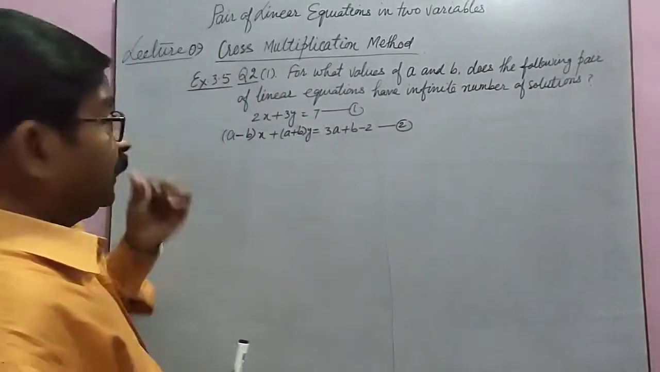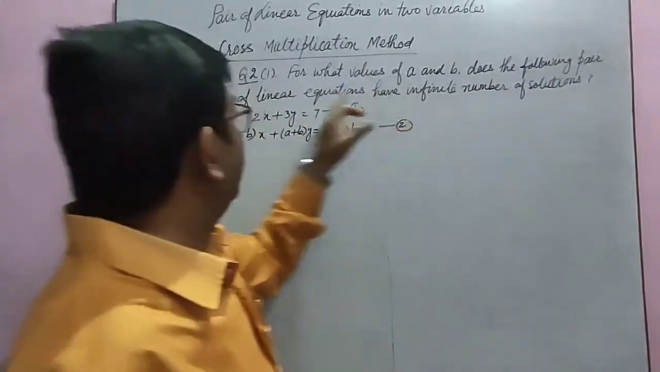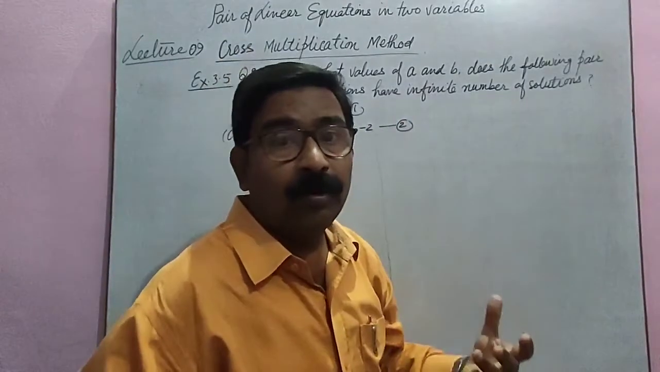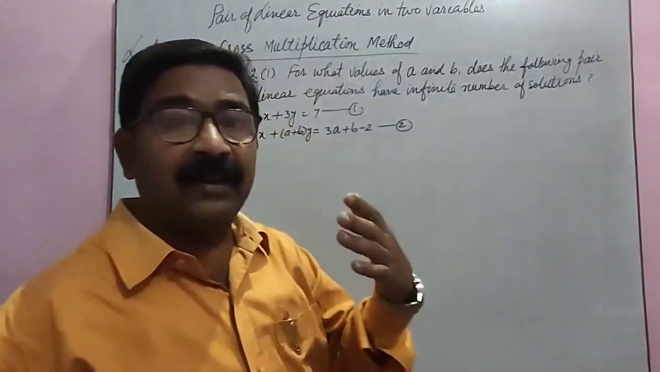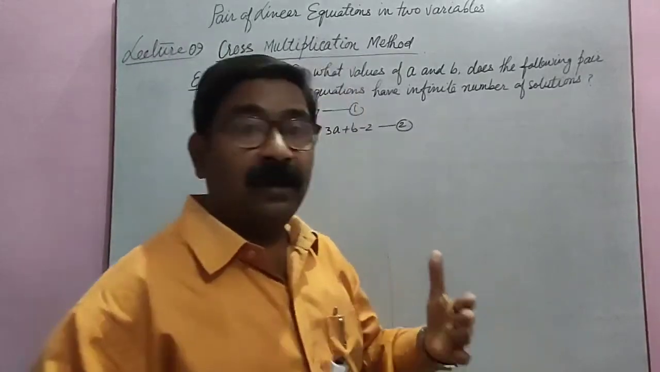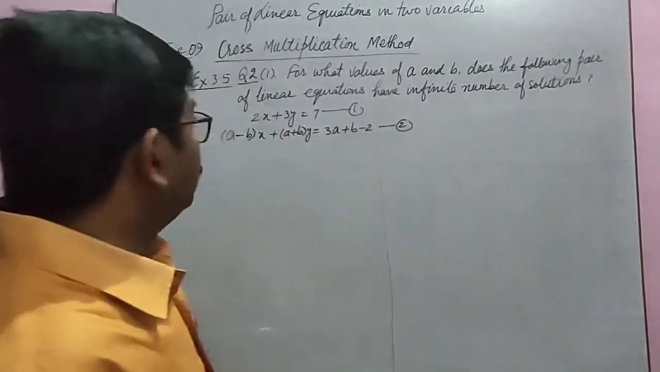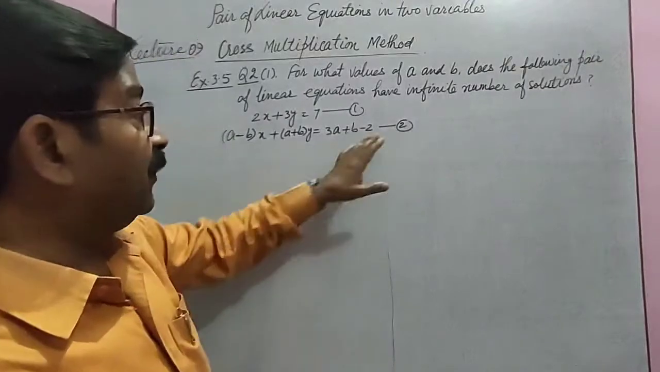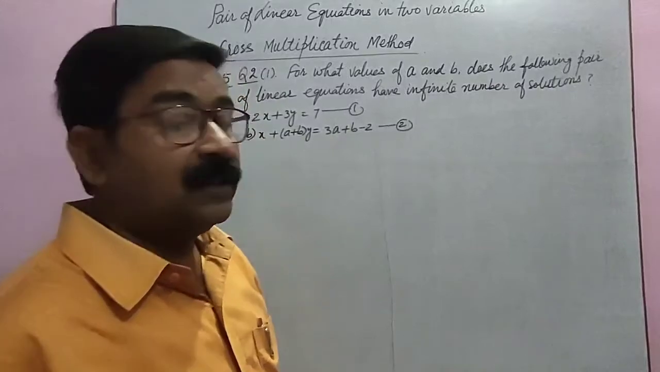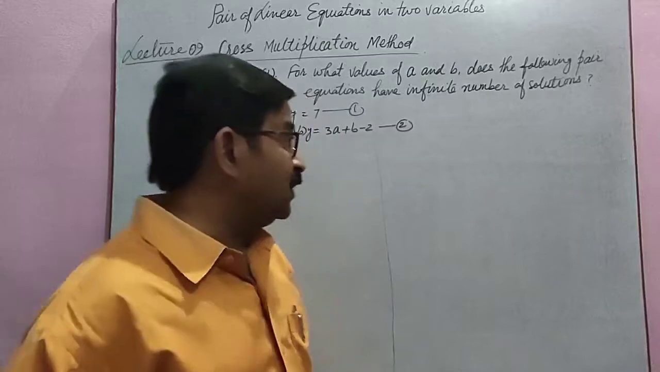Now see, it is clearly given: for what values of a and b does the following pair of linear equations have infinite number of solutions? We know what the criteria or the conditions are for infinite number of solutions. Condition means the ratios. Like you know that for infinite number of solutions we have overlapping lines, and for that a1 upon a2 is equal to b1 upon b2 is equal to c1 upon c2.